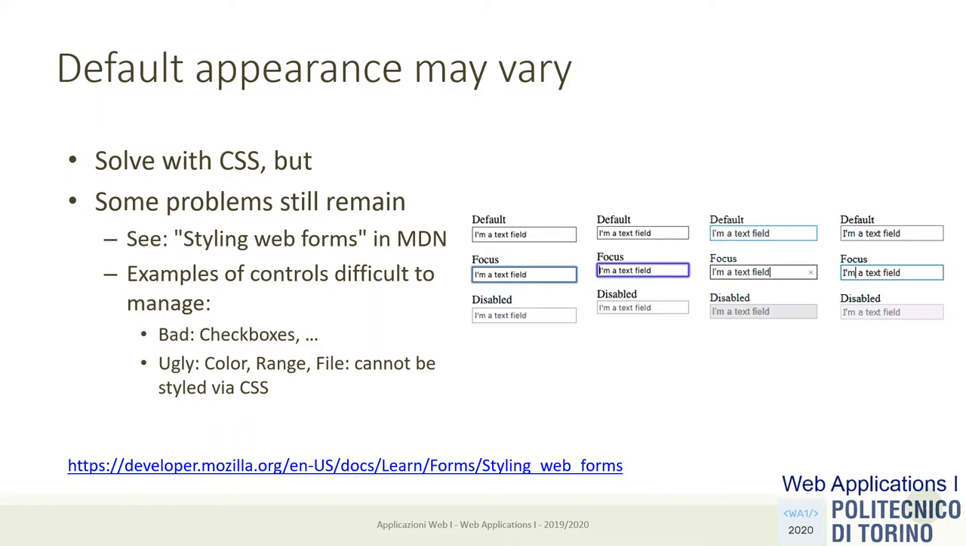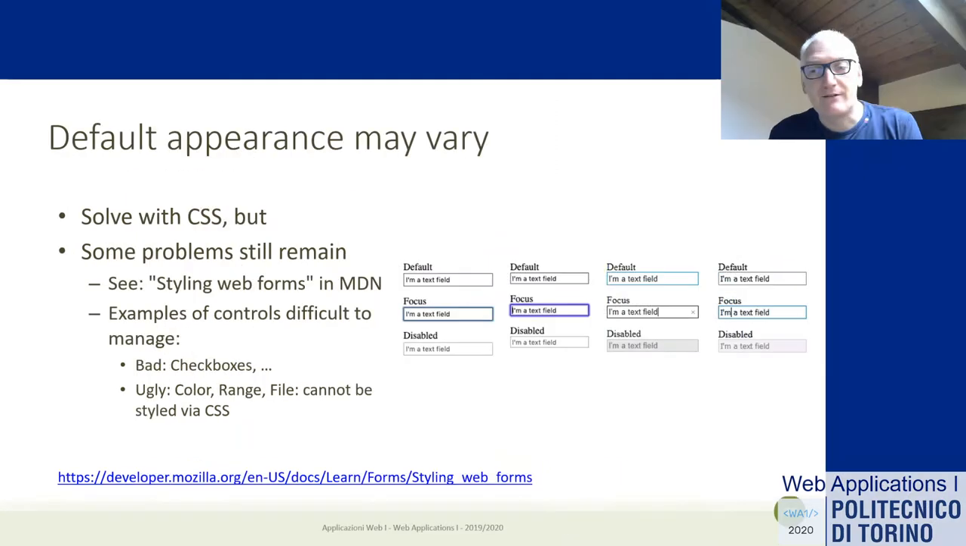And as we mentioned before, the visual appearance of input controls is not fixed, and every browser changes the appearance of that in a different way. This is not something that is disappearing. These pictures are from last year's version of the main browsers, Firefox, Chrome, and Safari, and you see that a very simple item like a text field is shown in different ways, and we can do something to change the color styling, but also the size is different and so on.